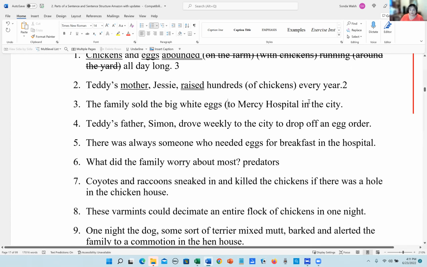All right, number 3, we look for our prepositional phrases. To Mercy Hospital and in the city. So I'm going to mark those out because they come at the end of the sentence. Well, that's not always true though, is it?